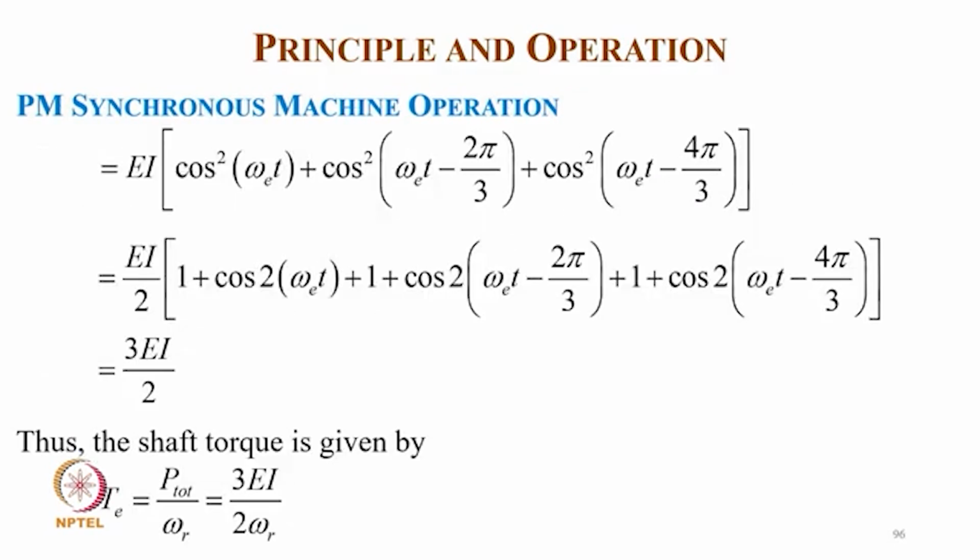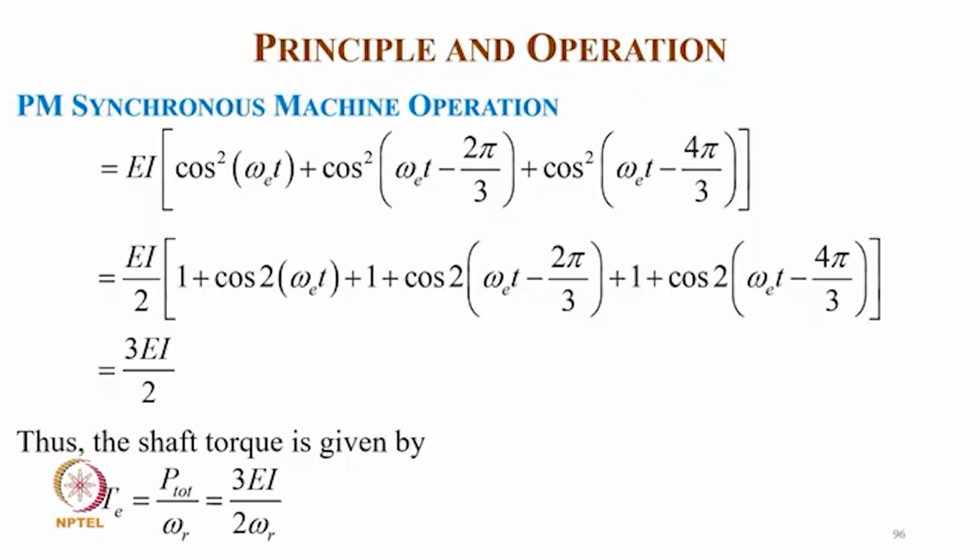And for PM synchronous machine operation, the power output is E·I times the bracket cos²ωt + cos²(ωt − 2π/3) + cos²(ωt − 4π/3), at unit power factor. So it becomes EI/2 times the bracket 1 + cos 2ωt + 1 + cos(2ωt − 2π/3) + 1 + cos(2ωt − 4π/3). So it becomes 3EI/2.